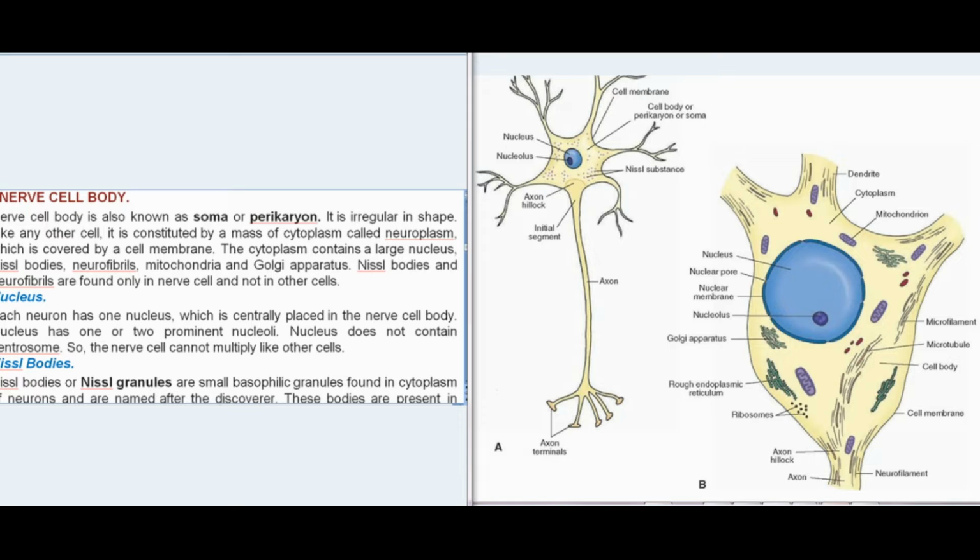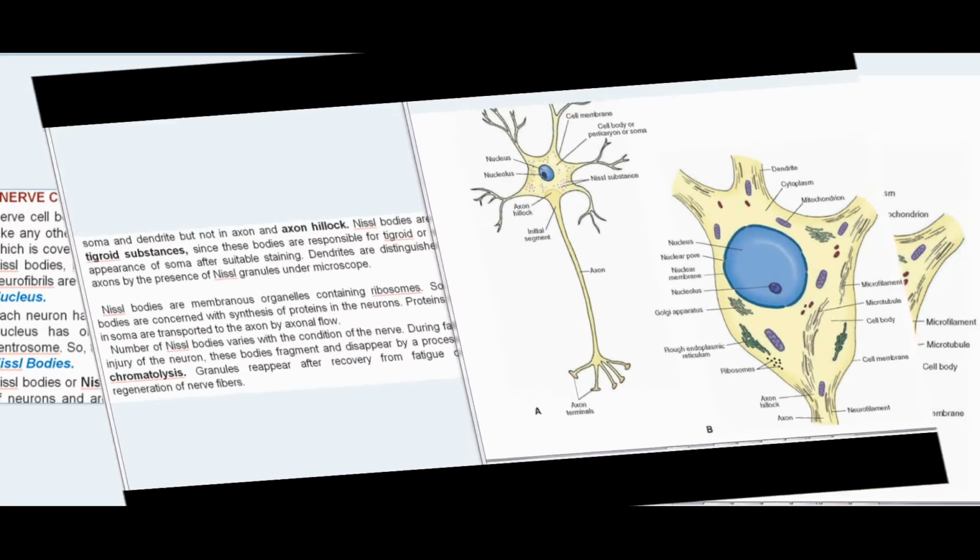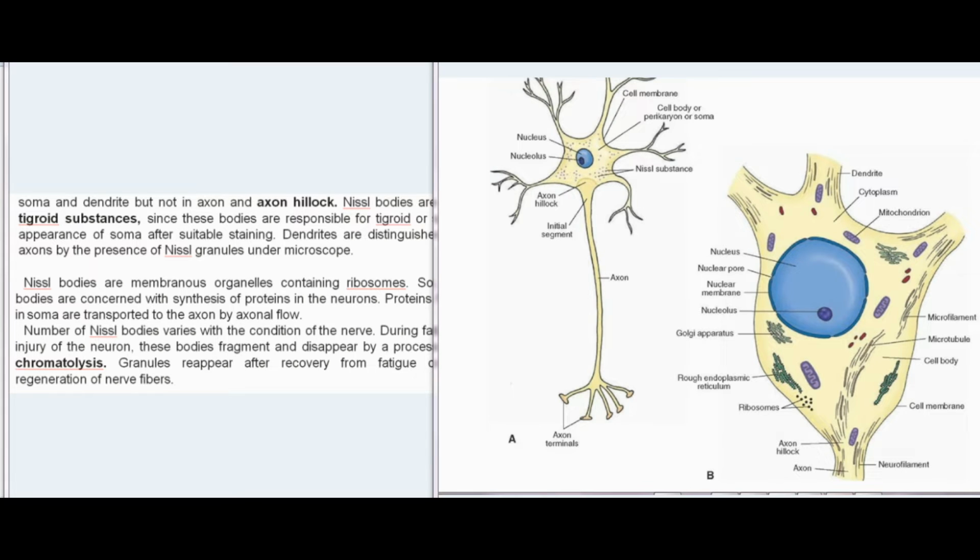Nissl bodies or Nissl granules are small basophilic granules found in the cytoplasm of neurons and are named after the discoverer. These bodies are present in soma and dendrite but not in axon and axon hillock. Nissl bodies are called tigroid substances, since these bodies are responsible for the tigroid or spotted appearance of soma after suitable staining. Dendrites are distinguished from axons by the presence of Nissl granules under the microscope. Nissl bodies are membranous organelles containing ribosomes, so these bodies are concerned with the synthesis of proteins in the neurons.